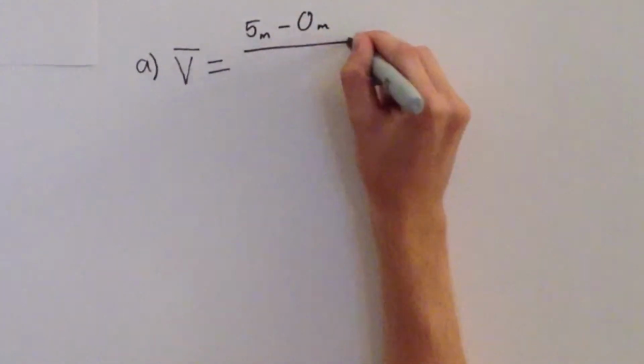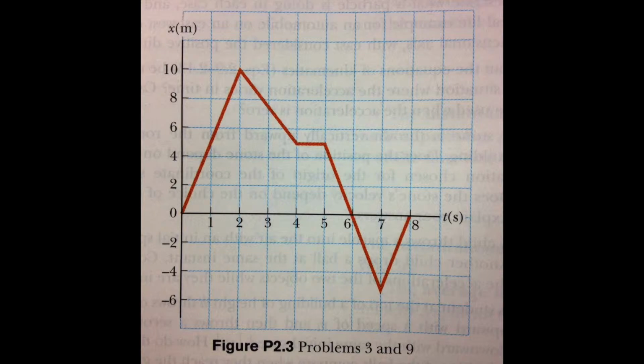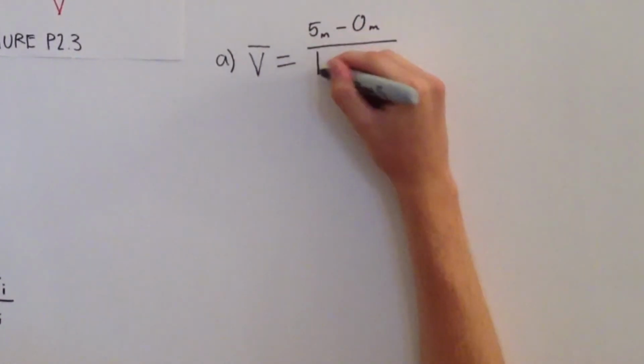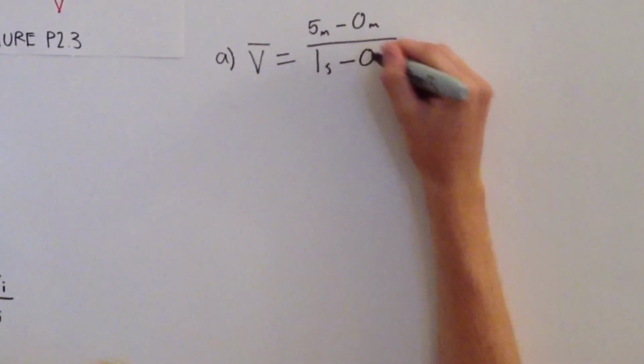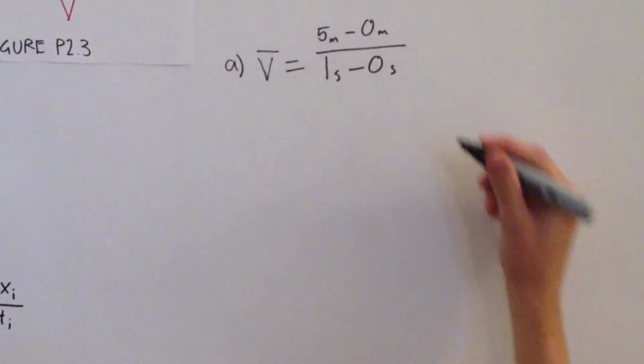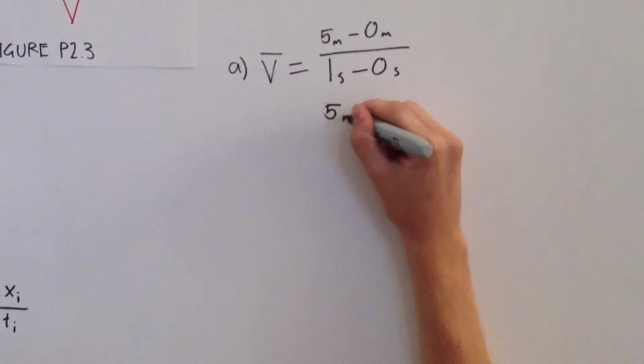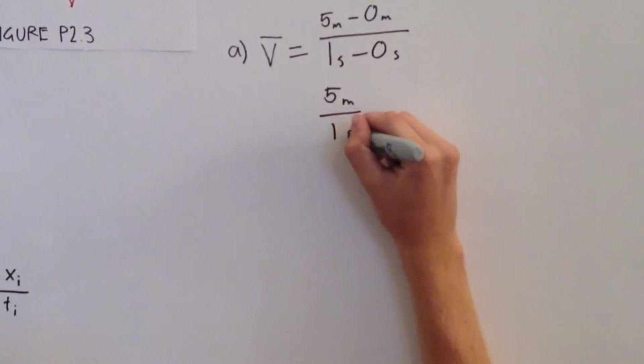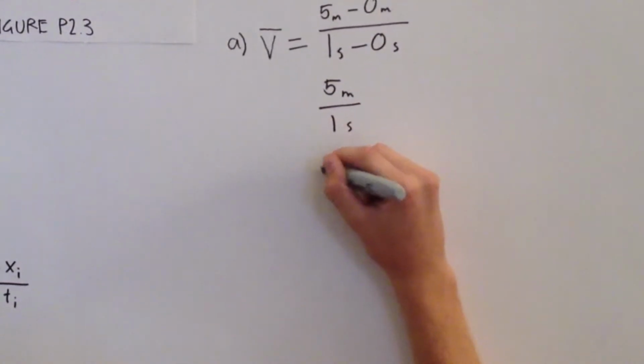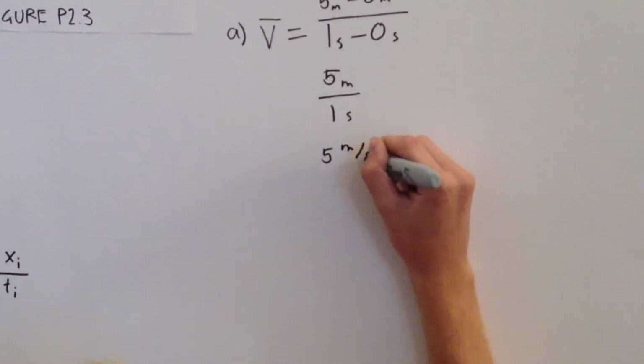The second piece of information is the initial time and the final time. If you take a look at the graph, the initial time is 0 and our final time is 1. Now using some simple algebra, we find that it becomes 5 meters over 1 second, or 5 meters per second. That is the instantaneous velocity at 1 second.